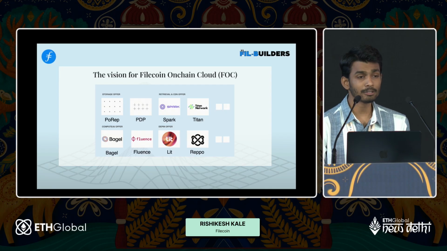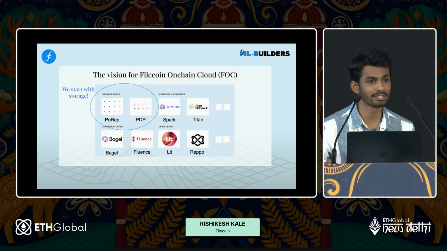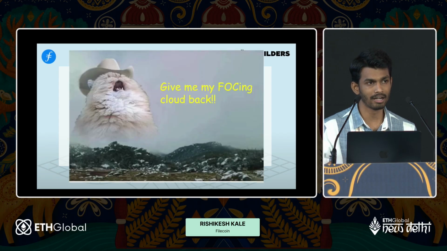These are the four pieces which have been in the space for the past few years, and it's buzzing at the moment. With the rise of AI, this is the need of the hour. Currently we are focusing on storage, and we are starting with the storage layer initially. For that, we are coming up with Filecoin Onchain Cloud. Now you might be wondering how you can integrate or build on top of it. So yeah, another meme for you.